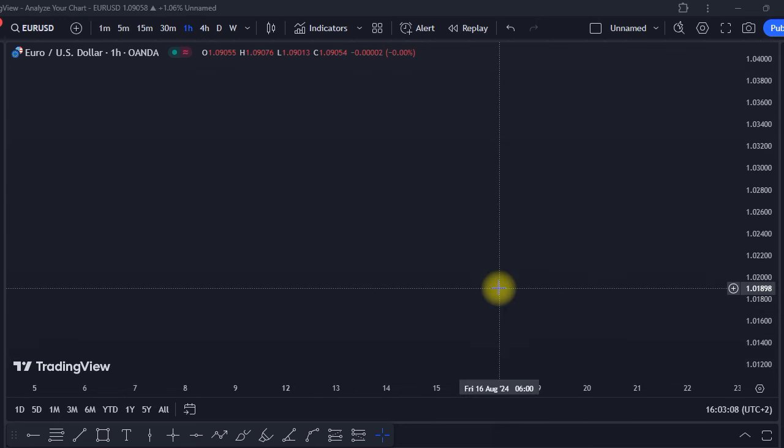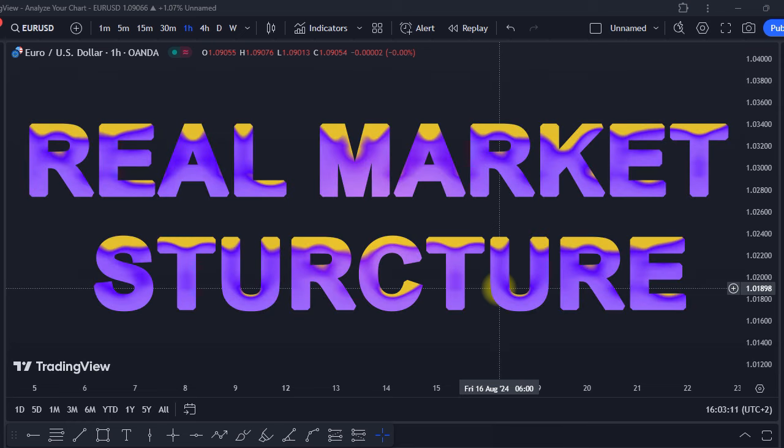Okay, now let's look at what's really happening in the market. Now we are going to talk about the reality of the market, because let's face it, if things were taking place as they are shown in textbooks, then everyone would be rich right now. So let's look at what's really happening in the market.